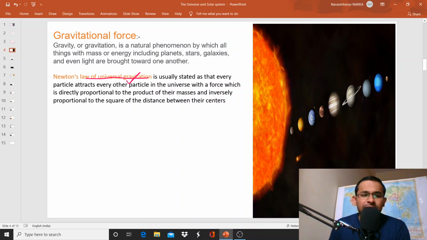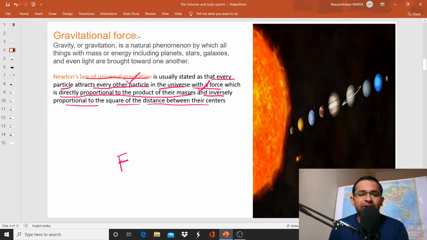According to Newton's law of universal gravitation, it states that every particle attracts every other particle in the universe with a force which is directly proportional to the product of their masses and inversely proportional to the square of the distance between their centers. That means, according to him, every particle attracts every other particle in the universe with a force. That force is gravitational force.